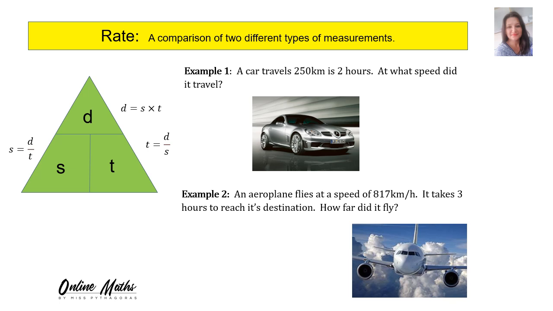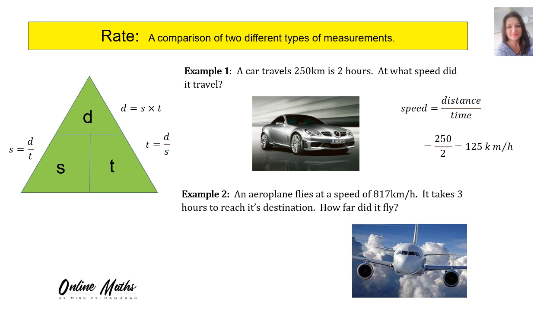Example 1. A car travels 250 kilometers in 2 hours. At what speed did it travel? Speed is distance divided by time. So it's 250 divided by 2. Therefore, it's 125 kilometers an hour.